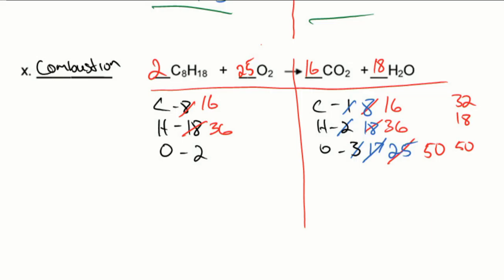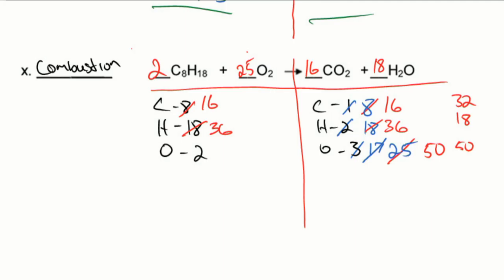And there's another method where people will put in front of the oxygens something like 12.5. And you know you can't have half a molecule. But once you have 1, 12 and a half, 8, and 9, you just double everything to 2, 25, 16, and 18. That's another method for balancing combustion reactions. If you were to look online, you'd see those.